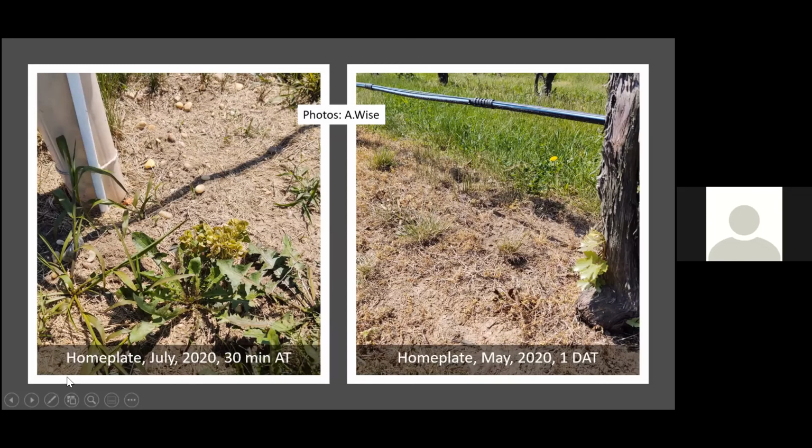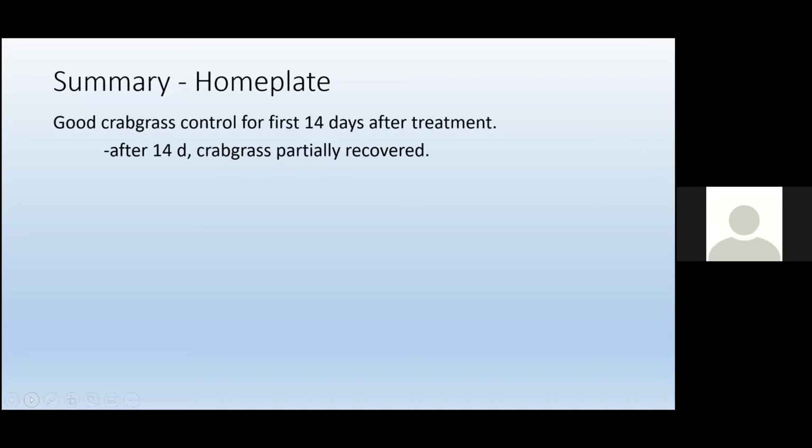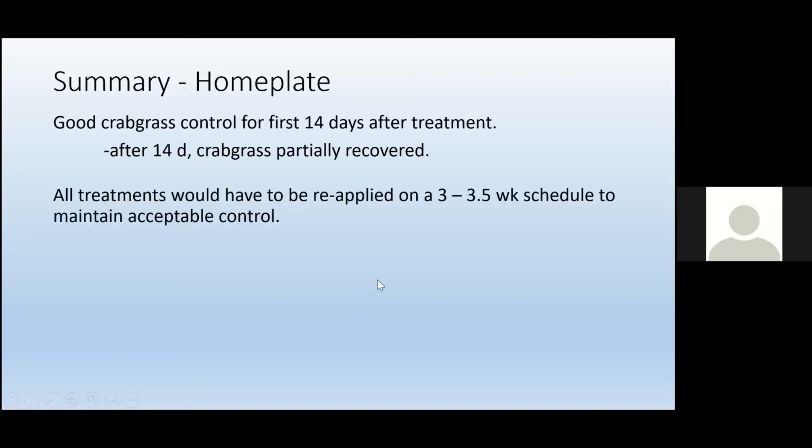And pretty much, it's about a 2-week period of control. Andy seems to feel that you can get away with 3 to 3.5 weeks. You know, probably if I had vines that were stressed, I would go with a shorter interval for that. But it's not something that you can apply once or twice during the season. You're going to need multiple applications.